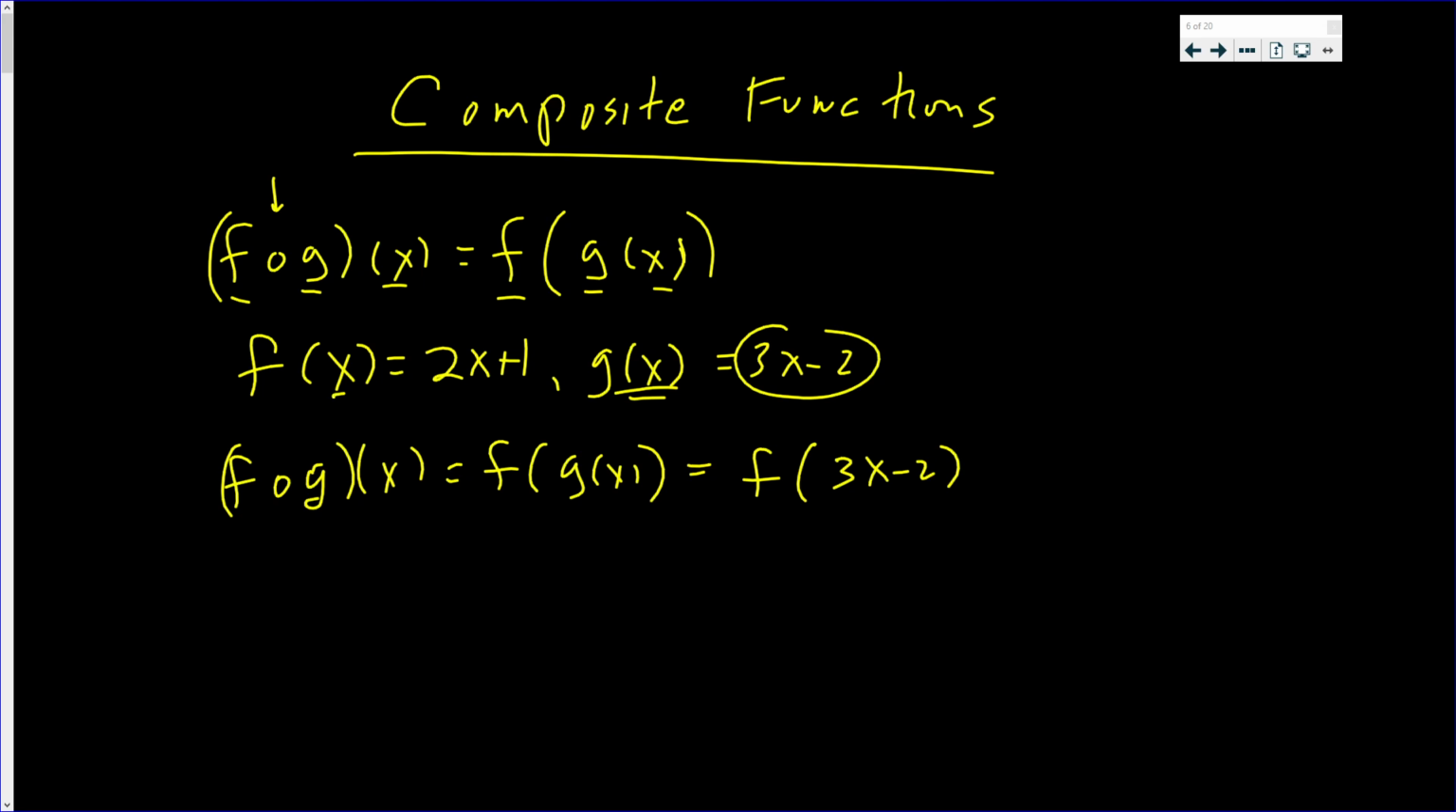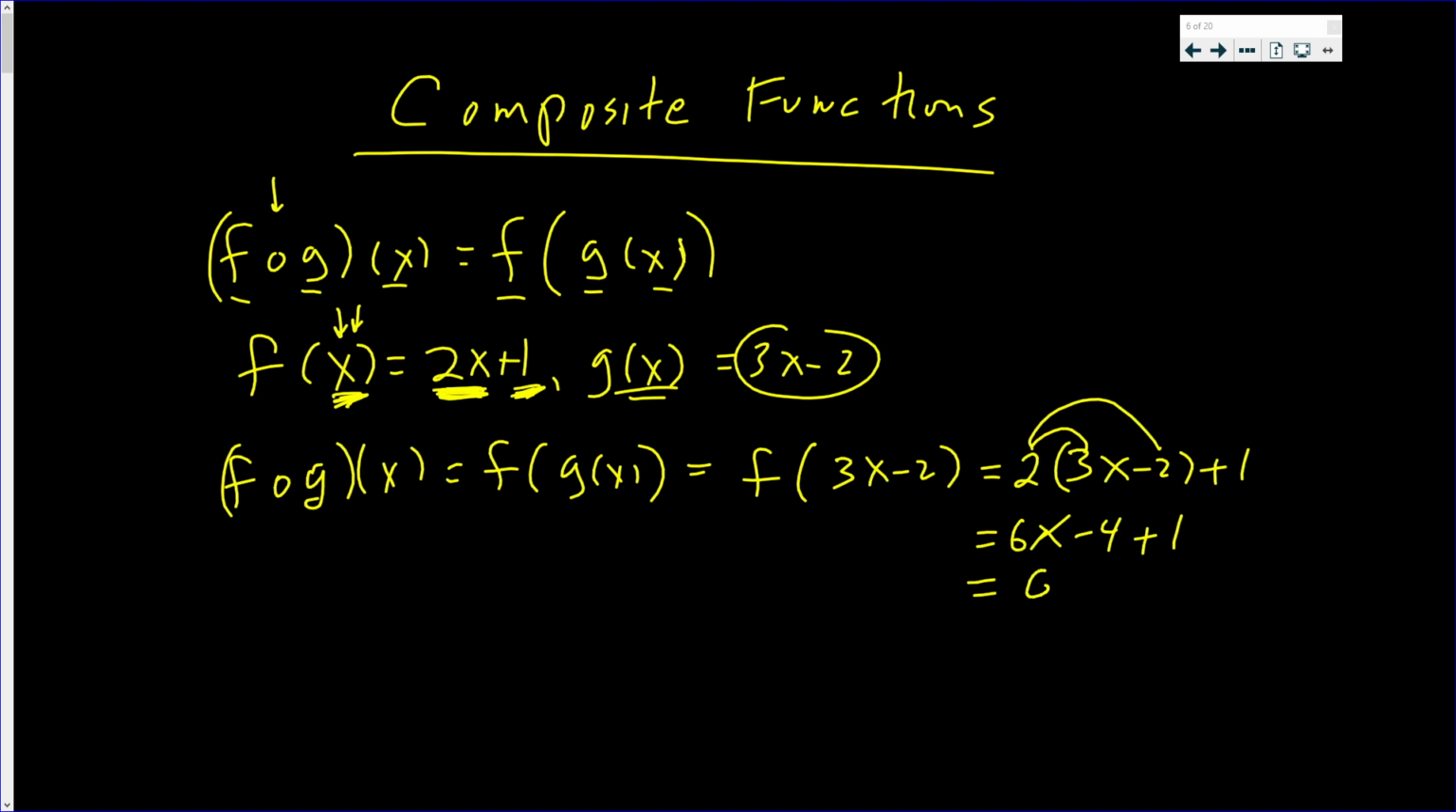Now, what does f do to what you put in the brackets? If you can say it in words, you got it made. It doubles what's in the brackets, and then it adds 1. Whatever is inside the parentheses gets doubled, and then 1 is added to it. So I get 6x minus 4 plus 1. I get 6x minus 5.